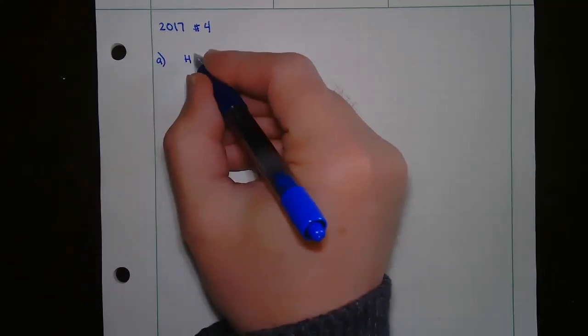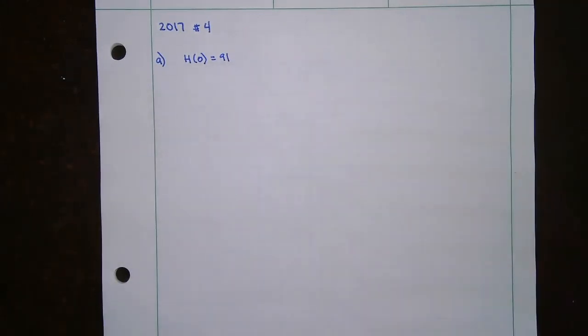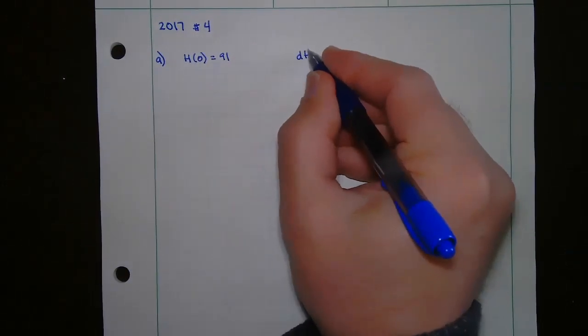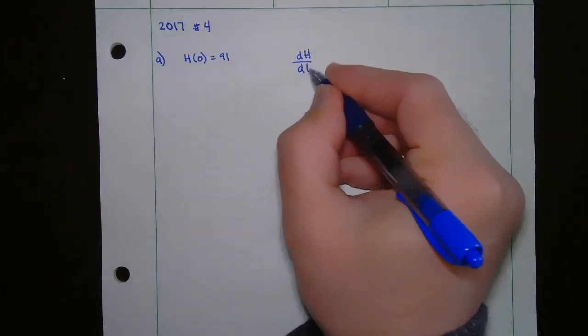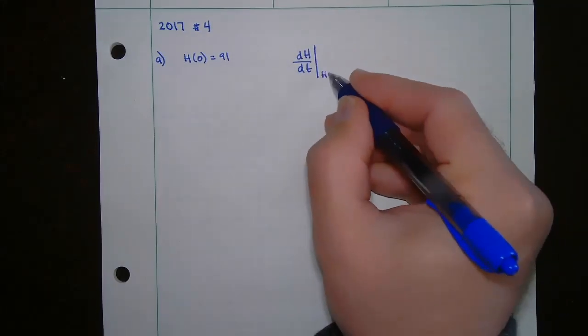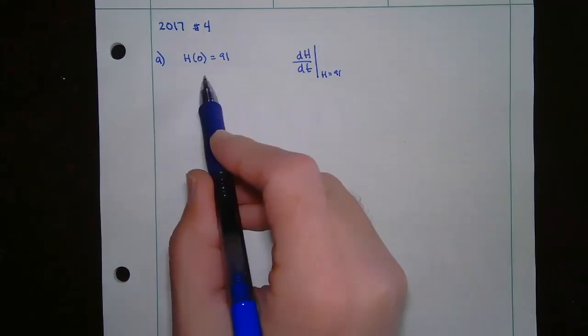Okay, so to write the equation of the line tangent at t equals 0, we need the point at t equals 0, and we do have that, right? That's h of 0 is equal to 91. And then we also need to know the slope at 0, okay? So that'd be dh over dt at, okay? And it would be h is equal to 91. Now, why am I saying h is equal to 91 instead of t equals 0?